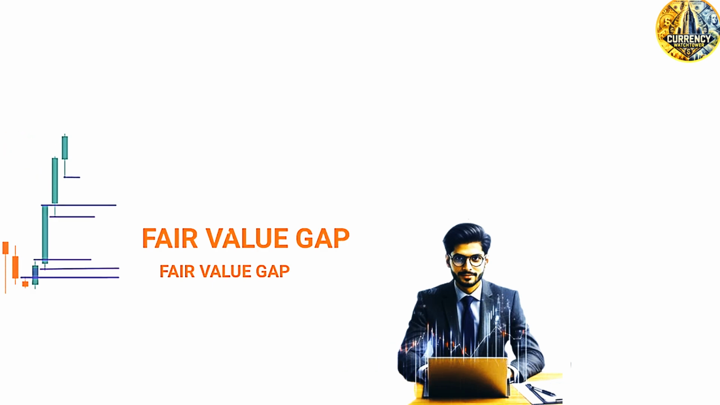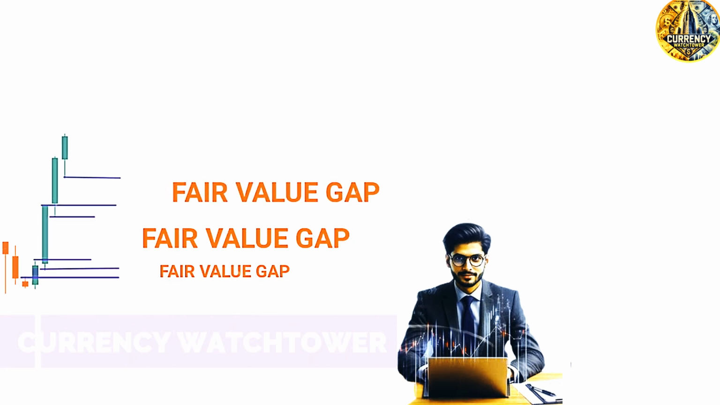Similarly, to find more fair value gaps, you have to mark the high of the next candle, this one. After that, do nothing with the second candle and mark the low of the third candle. Again, you can see that when we mark the high of this candle and the low of the third candle, another fair value gap is created. So, in the same way, you also have to mark the fair value gap.